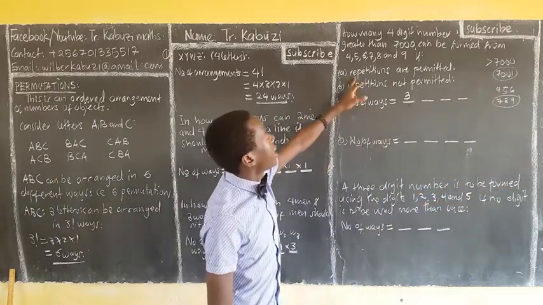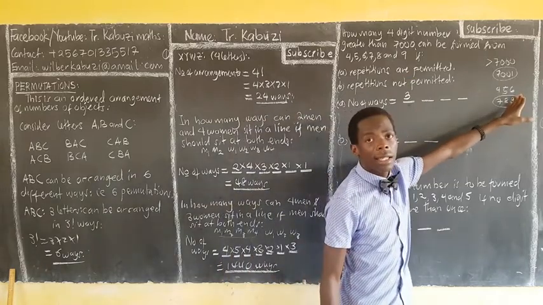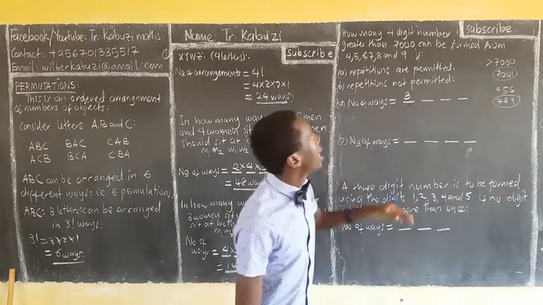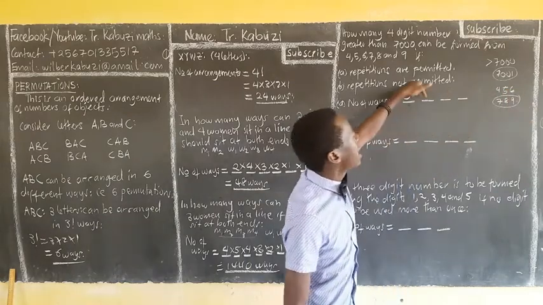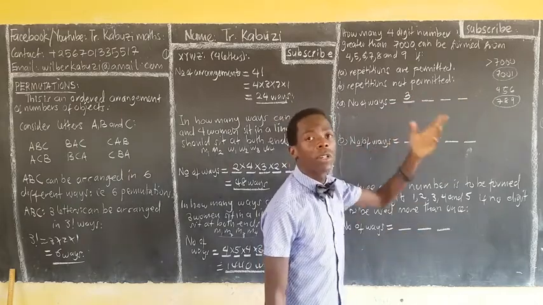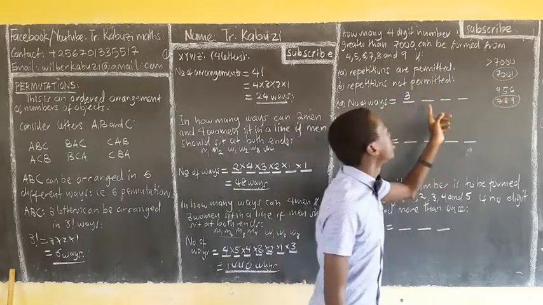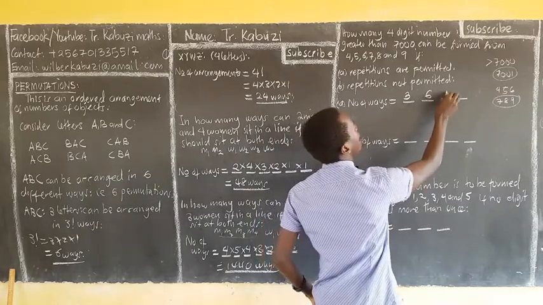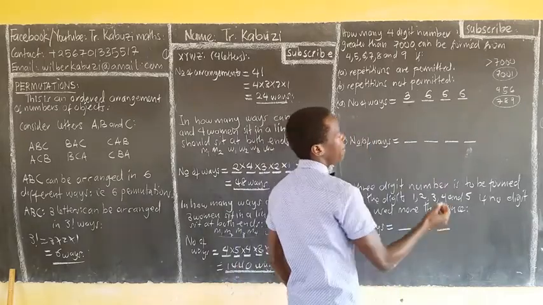Now, part A, repetitions are allowed. Meaning that if I took maybe 9, I can still put that 9 again. So if repetitions are allowed, out of the 6 numbers we have 1, 2, 3, 4, 5, 6, the second place can be occupied by any number, whether I've used it here or not, because repetition is allowed or permitted. Meaning that this one can be occupied by still 6 numbers, even this one can be occupied by 6 numbers, even this one can be occupied by 6 numbers.